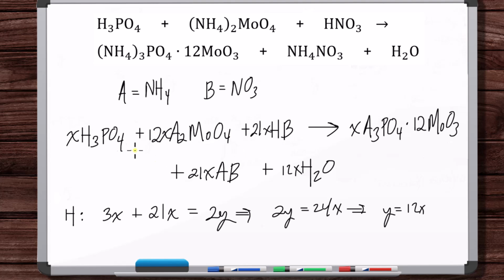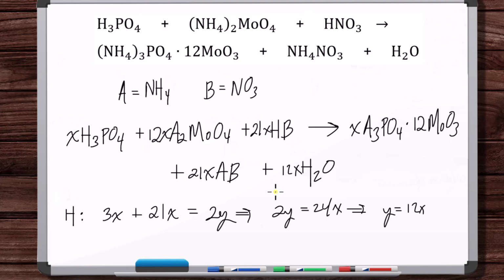Okay, so now we've got all of the coefficients in terms of x. And so we're done. Why are we done? We're done because this equation is balanced for whatever x we choose. No matter what x we choose, other than a negative number, as long as it's not a negative number or zero, the equation is balanced.